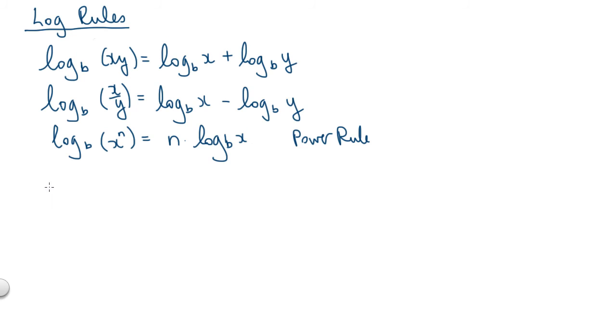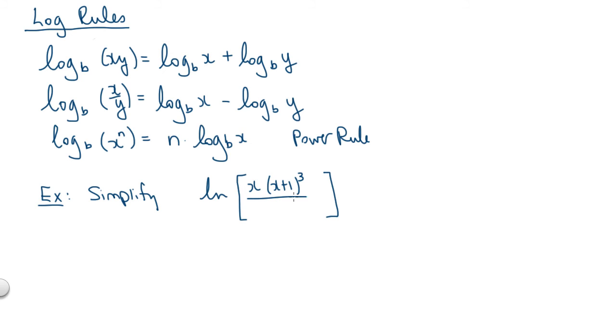So to get the hang of these rules, let's just try one quick example here where we simplify an expression involving a log. So let's say we take log base e, so ln of a big expression here. Our expression looks like x times x plus 1 all cubed over, let's say, x plus 4 all squared. So we're going to see if we can use our log rules here to simplify this expression.